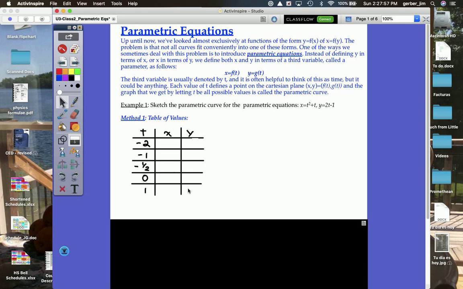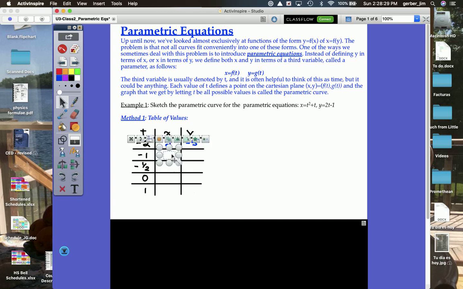So let's see if your answers agree with mine. When t is negative 2, we find that the x-coordinate is 2 and the y-coordinate is negative 5. How do we get that? We put a negative 2 in for t, and we get negative 2 squared is 4, minus 2 is 2. And we put a negative 2 in for t here, and we get 2 times negative 2 is negative 4, minus 1 is negative 5, and so we have the point (2, negative 5).